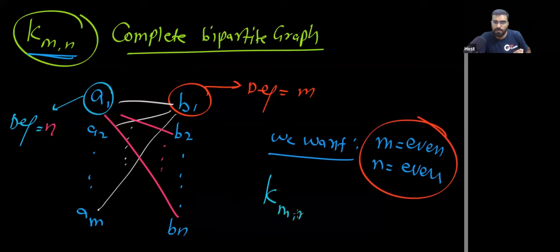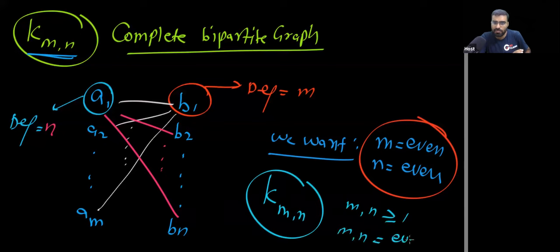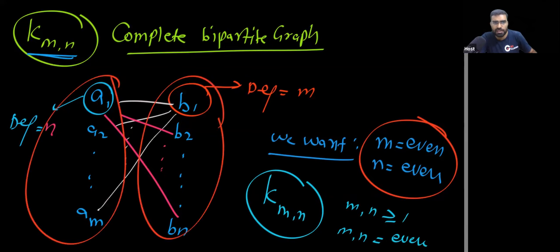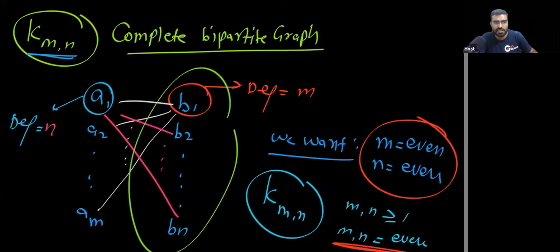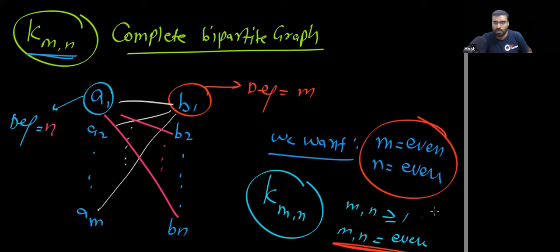So Kmn, where first of all both must be greater than or equal to 1, and they both must be even. At least one vertex here, at least one vertex here, and they both must be even. Means even number of vertices here, even number of vertices here. I hope you understood. Okay, so this is what we want.